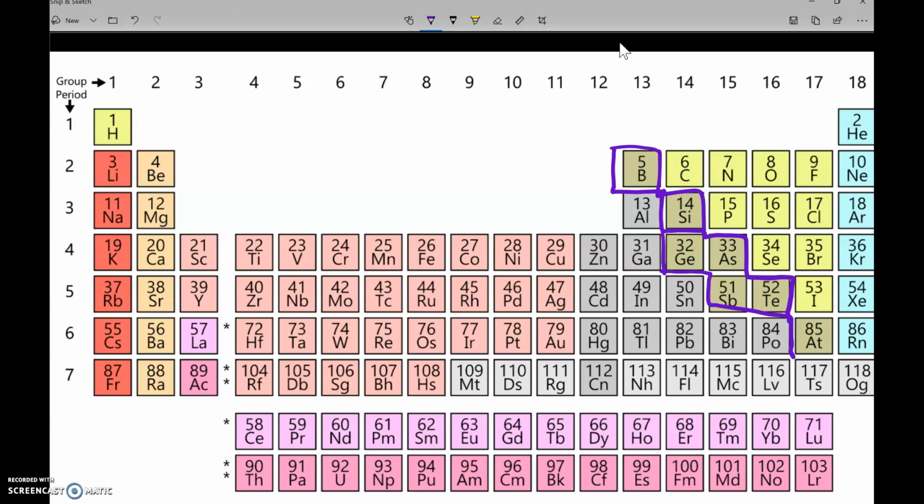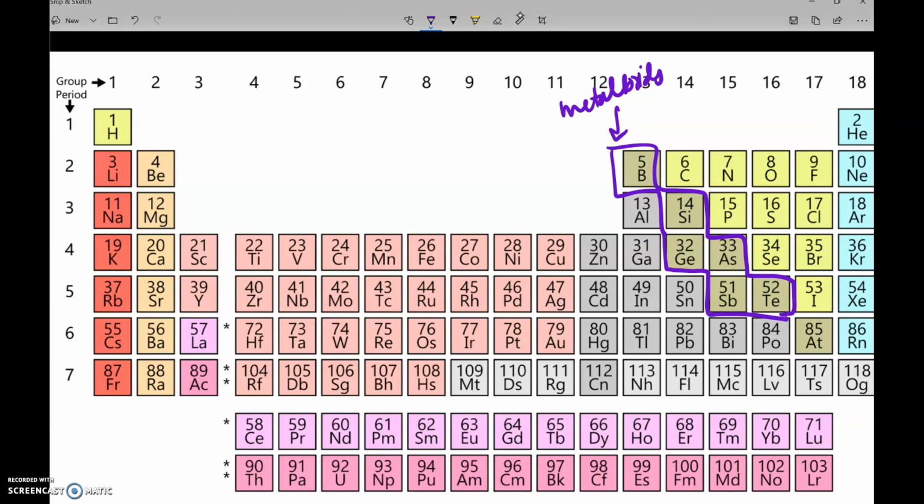And what this shows is, let me redraw that again. Okay, these right here show the metalloids. So right here, these are the metalloids. Metalloids have properties of both a metal and a nonmetal. So it depends on where they're located in the formula.